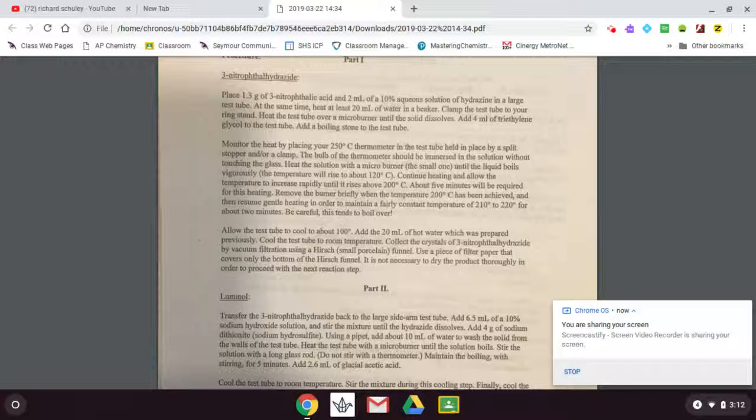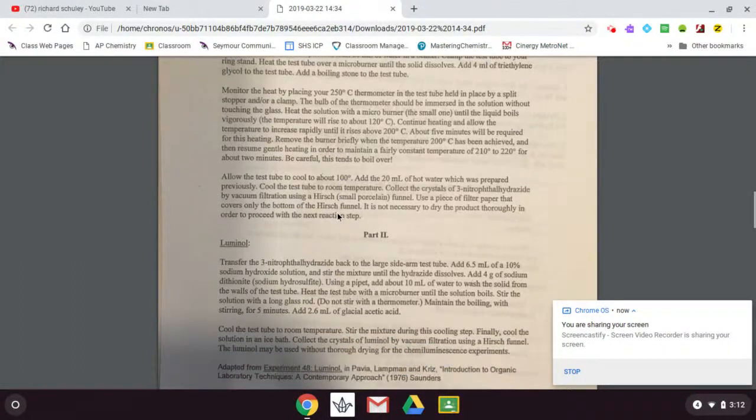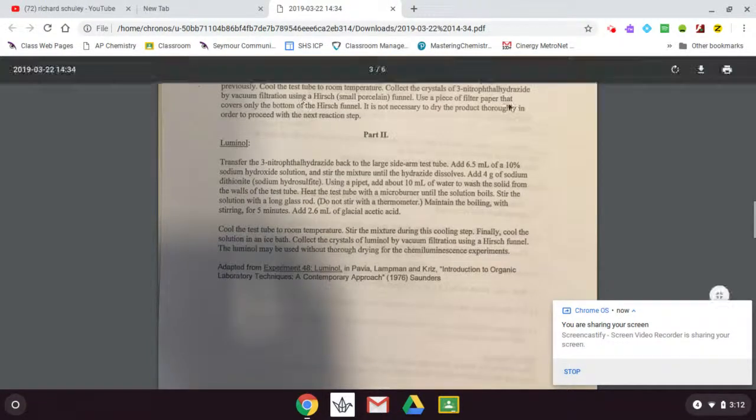And so put in the hot water that you prepared over on the side. Then cool the whole thing to room temperature, collect your crystals, and get a rough mass of them at that point. You do not need to dry it thoroughly, but just get a mass at that point. That's a key component right there. And then you're going to put it back into that test tube. And going to add some more.